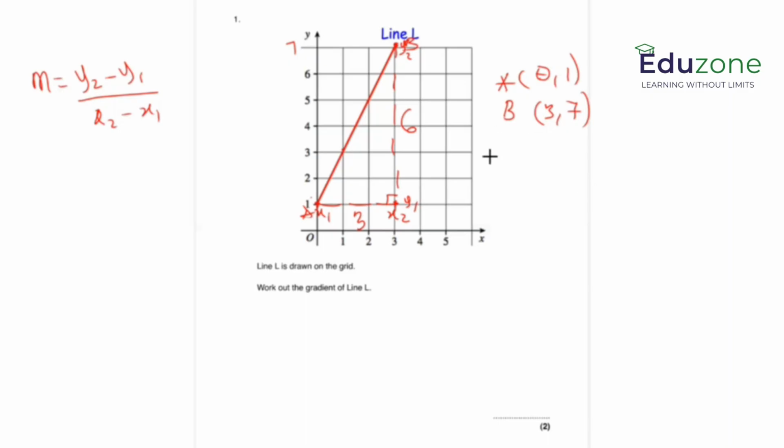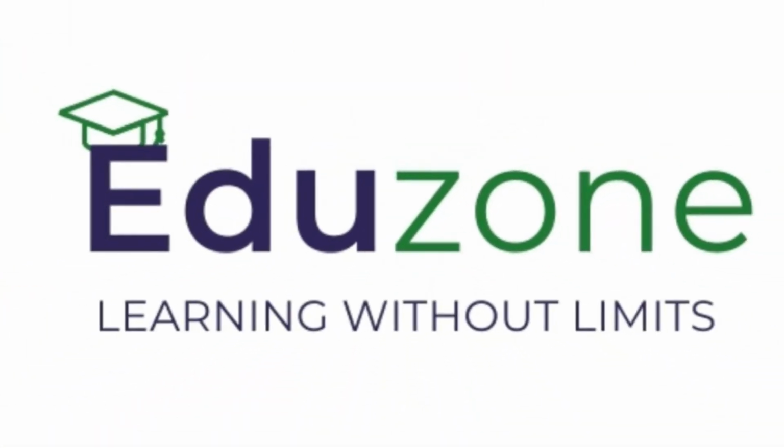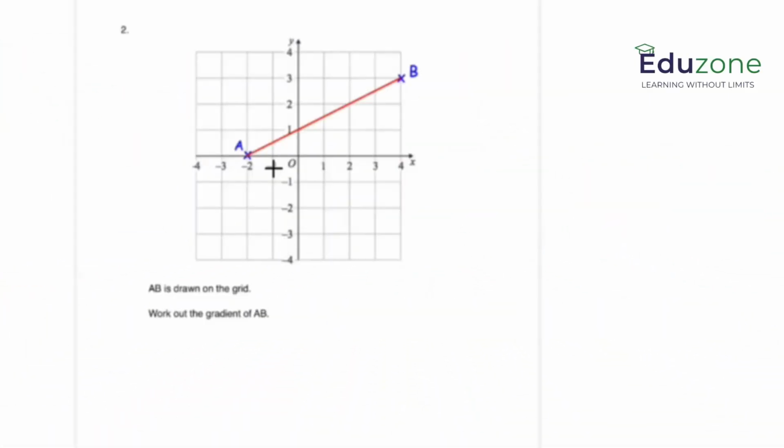Or you can just say my gradient m is, this is x1, y1, don't forget the first point, then x2, y2. So y2 minus y1, that's 7 minus 1, divided by x2 minus x1, 3 minus 0, and that's 6 over 3, and that's 2. So the gradient of that line is 2. And you can also follow it here, the gradient of the line is just change in y over change in x. Let's check another line here.